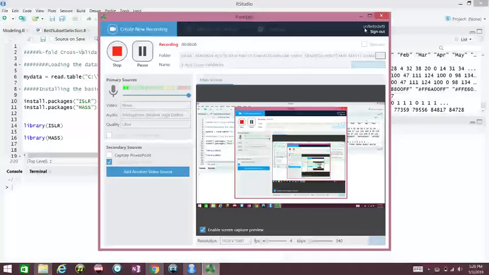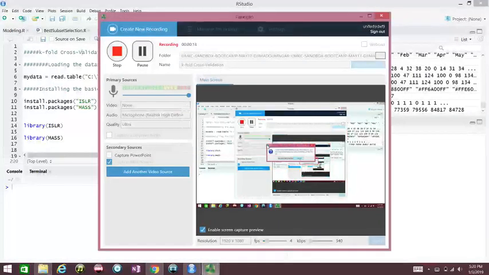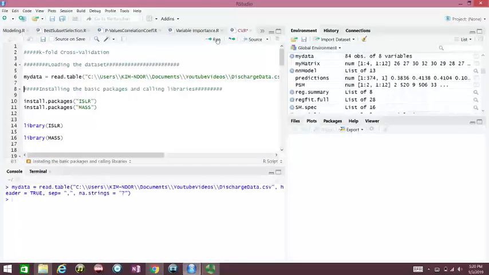This video is about the cross validation in R. So this is the data set I have here. The name of the data set is discharge. So let me load it.